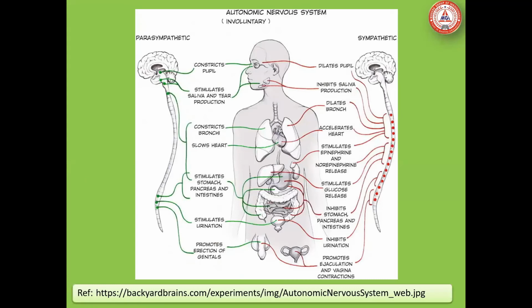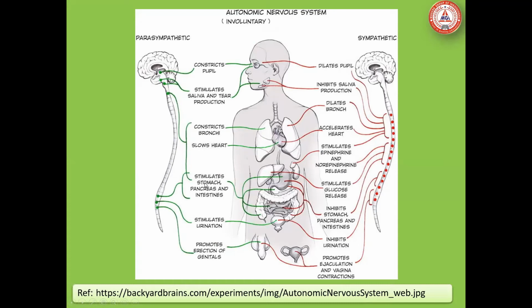As you can see in the diagram, one side is the parasympathetic nervous system and the other side is the sympathetic nervous system. In the parasympathetic nervous system, the pupil of the eye constricts, whereas in the sympathetic the pupil dilates. Parasympathetic stimulates saliva and tear production, while sympathetic inhibits salivary production. It constricts the bronchi, while sympathetic dilates the bronchi. It slows the heart rate, while sympathetic increases the heart rate. Sympathetic stimulates epinephrine and norepinephrine release, whereas parasympathetic has no effect on the adrenal gland.